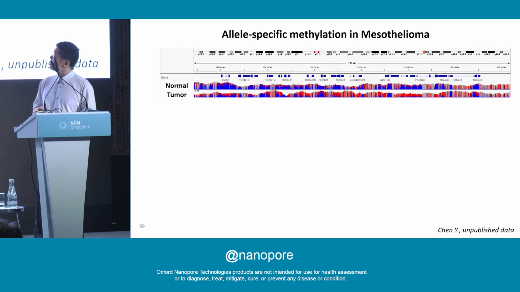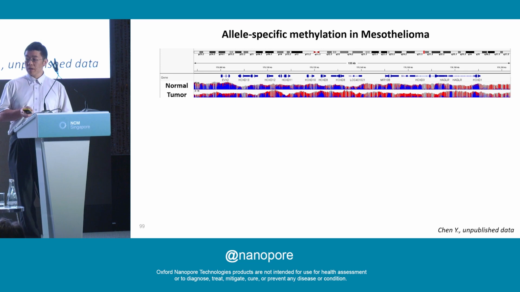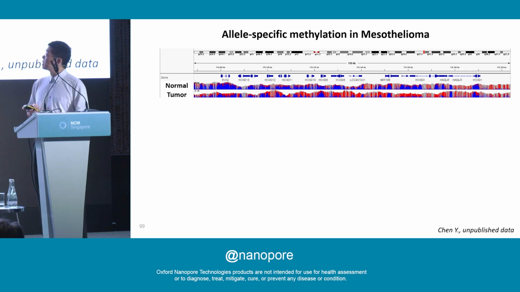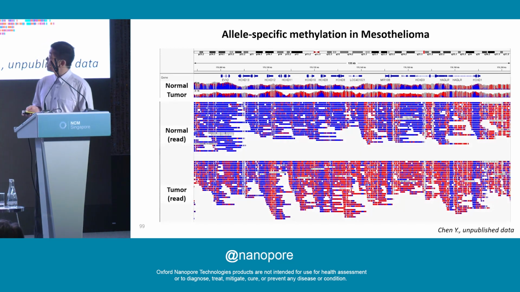We also analyzed allele-specific methylation in mesothelioma cancer cell lines, and found de novo allele-specific methylation in cancer cells. In this HOXD cluster region, most promoter regions are unmethylated in normal blood samples, but in tumor, dense methylation is often observed.